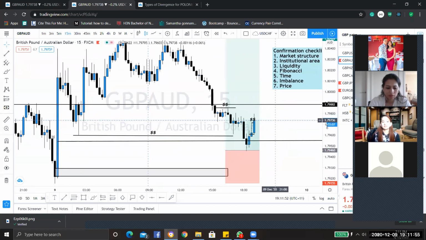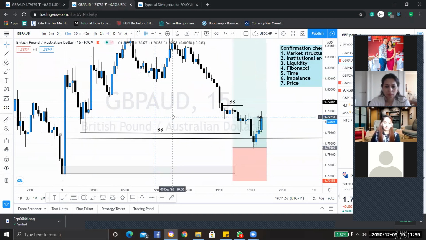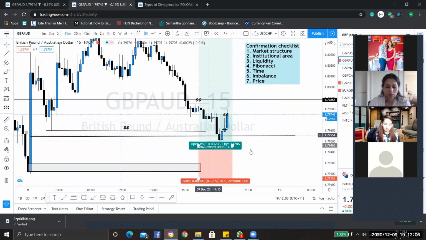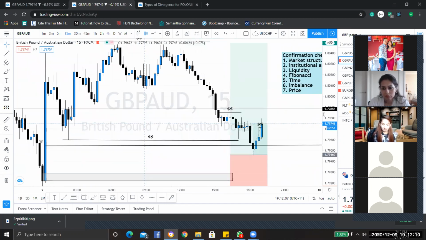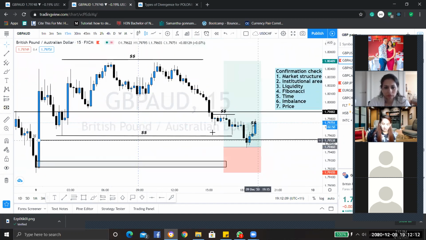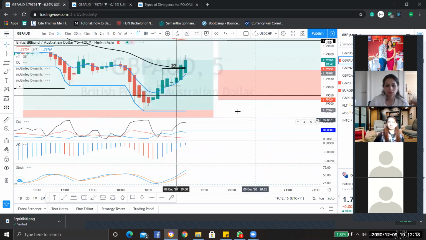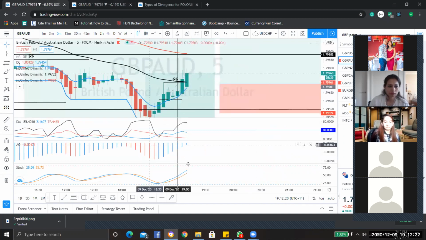Right now the price has. Are we in the trade? GBP Australian? Actually, we are in this GBP Australian trade. We had our confirmation in the 5 minute time frame, and the 5 minute is still going up.